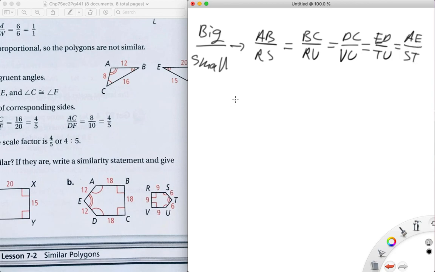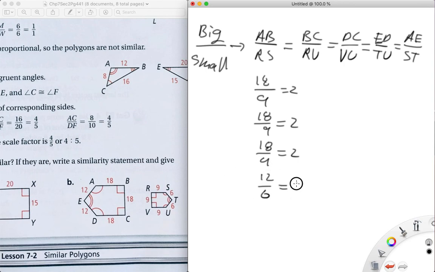Alright, so 18 over 9, which is 2. 18 over 9, which is 2. 12 over 6, which is 2. And 12 over 6, which is 2. So they're all 2 from big to small. So since they're all 2, these are similar. So yes.